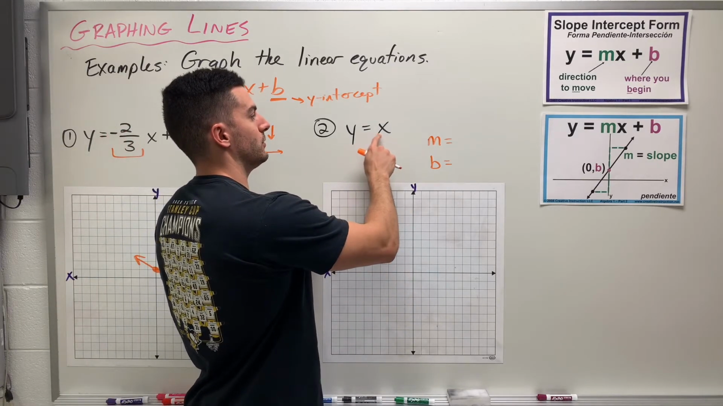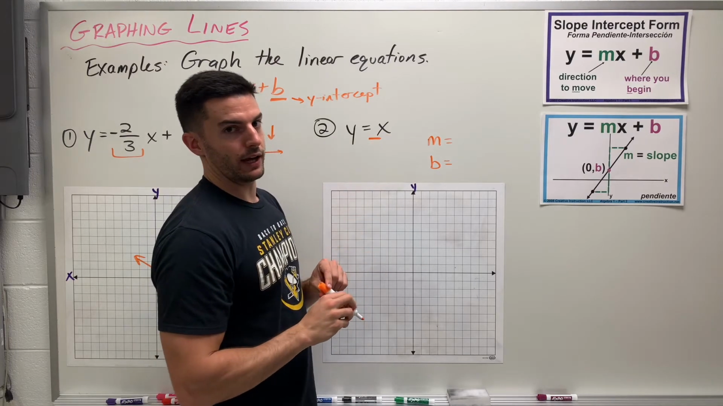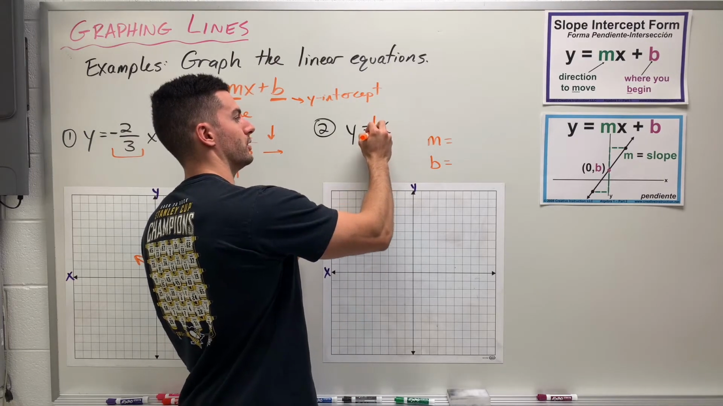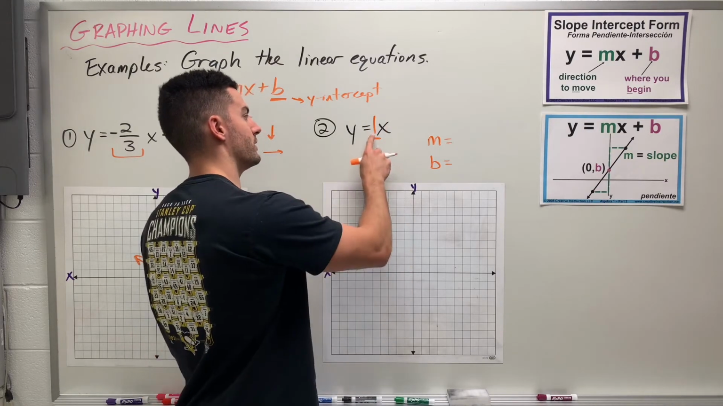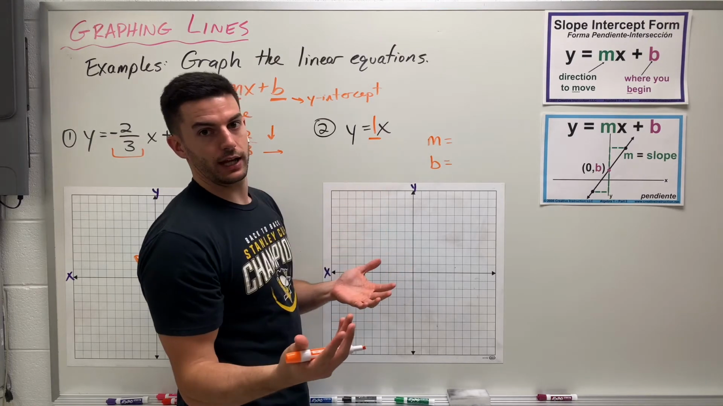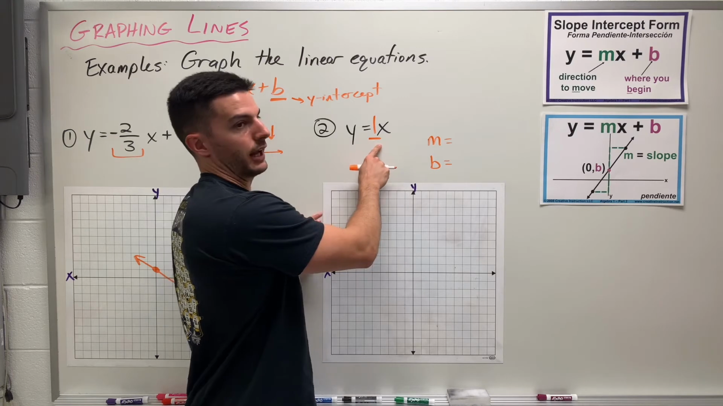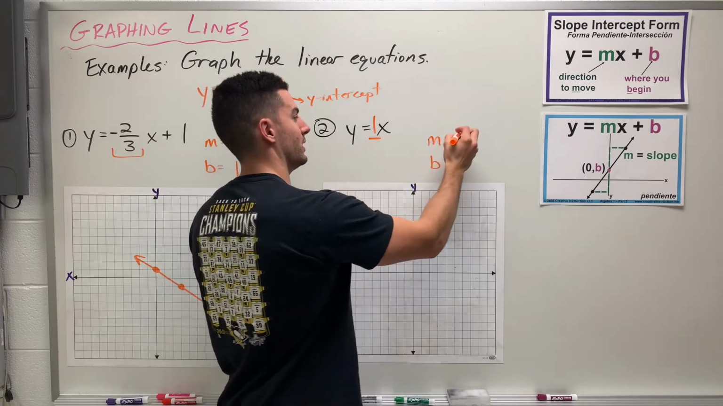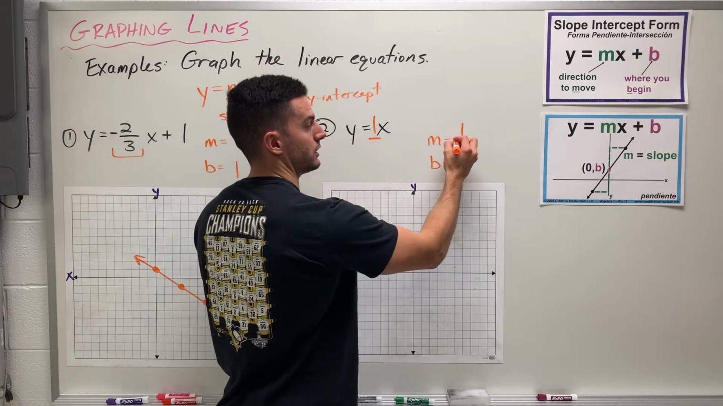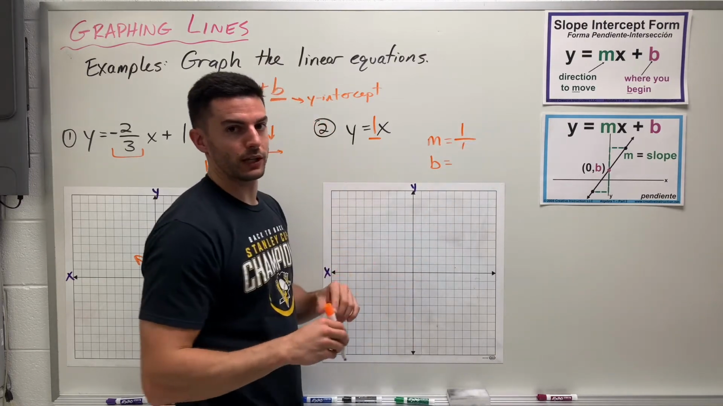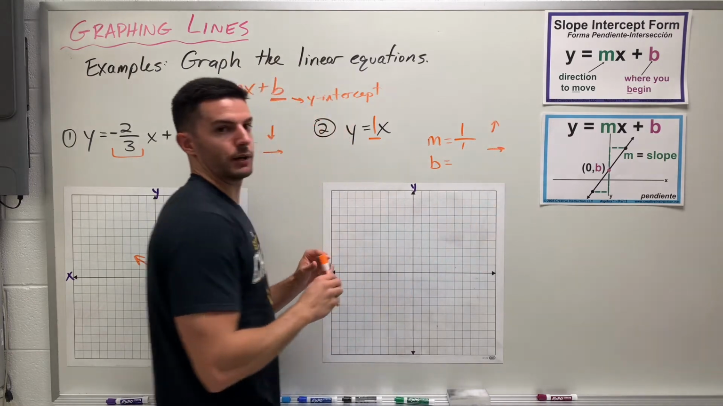So if we think y equals x, the m number would be the number multiplied by the x. And I've said this before, but the default m value is 1, okay? Because 1 times x would still be just x based on that identity property, right? 1 times x is still x, and so that's why they don't write the 1, okay? But that still means my slope is positive 1, or making it a fraction, positive 1 over 1. So that's the default slope, which means I'm going to be moving up 1, right 1.